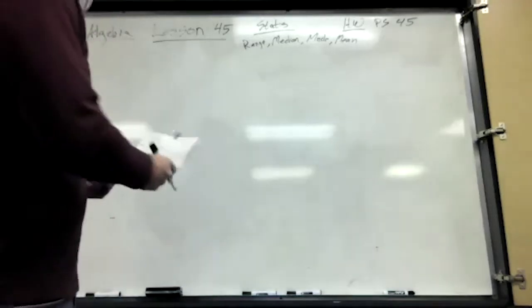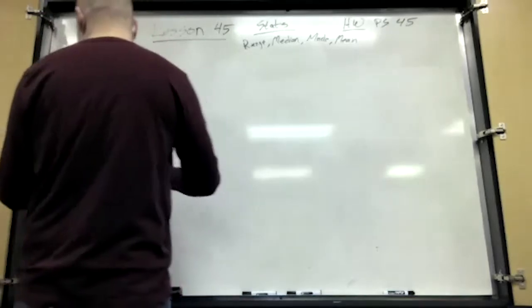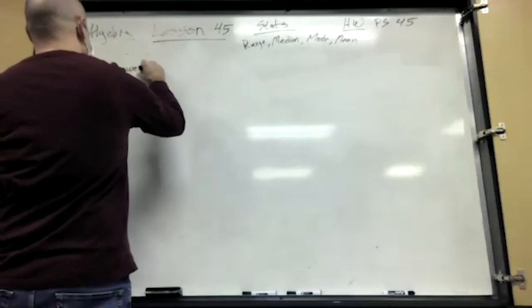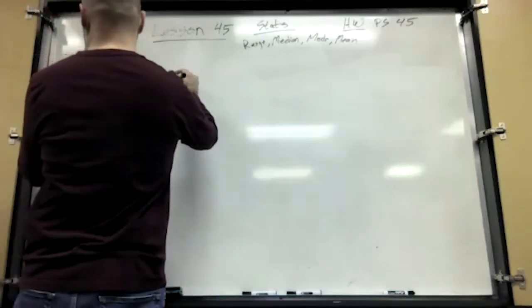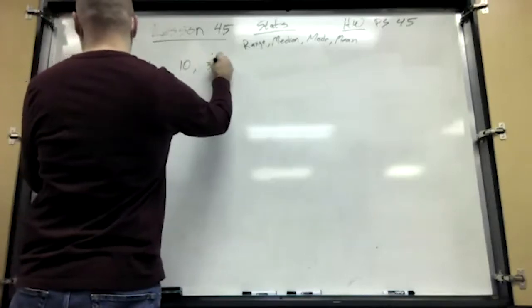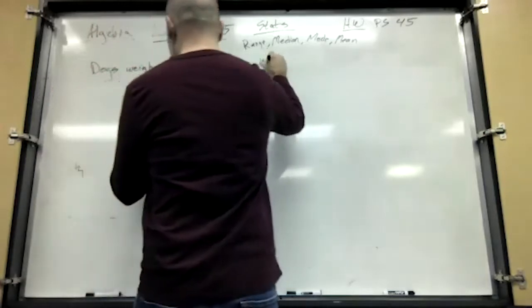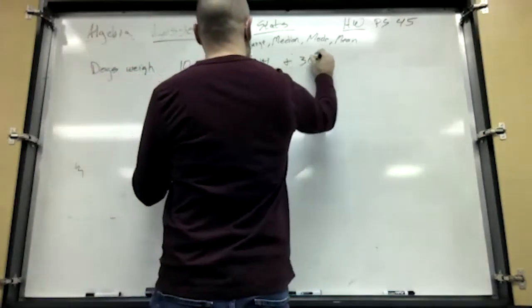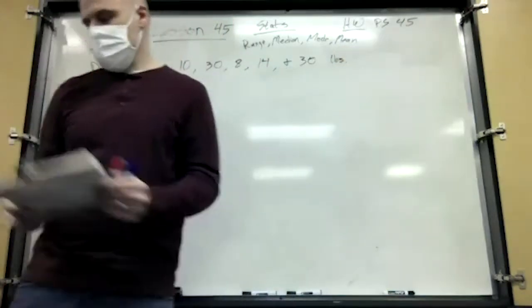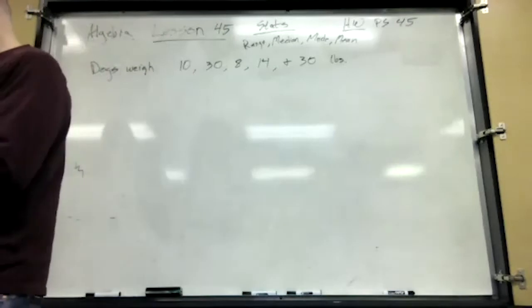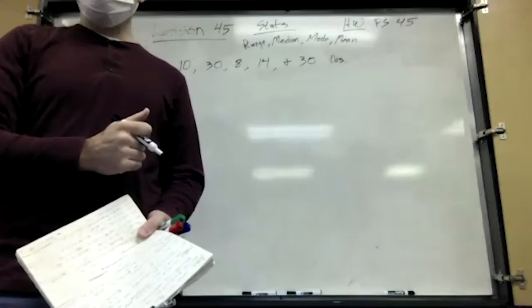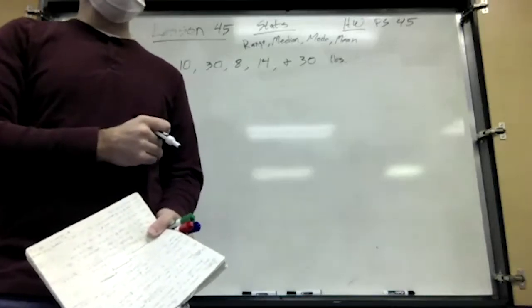All right. So let's just start with an example. So let's say dogs weigh 10, 30, 8, 14, and 30 pounds. Okay, so I want to find the range, median, mode, and mean. Okay, what's the first thing you should do before you start any of these things? What's a good idea, Nathan?